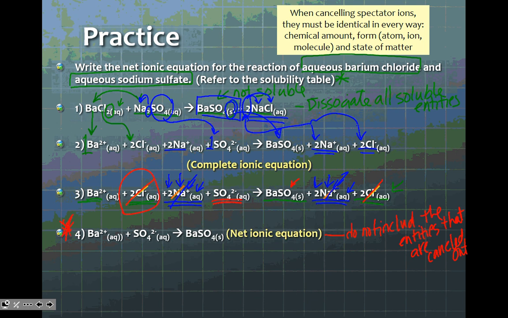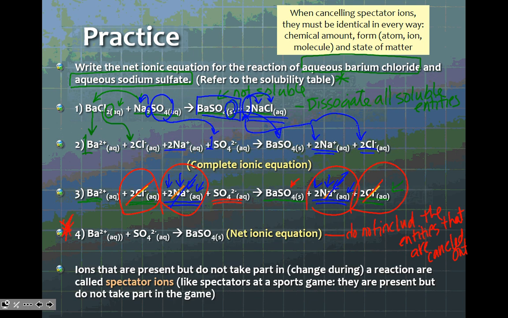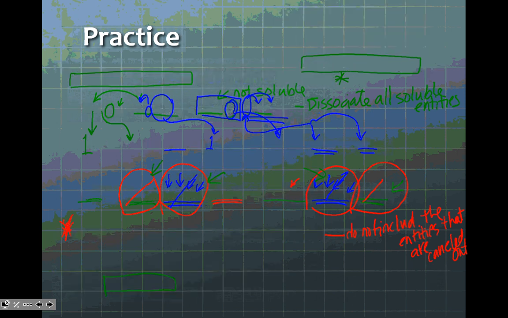Now these guys that are canceled out, they have a specific name. They are called spectator ions. So ions that are present but do not take part in a change, so they stay the same, they're called spectator ions. You have to keep that in mind. That is something that will show up on a test, spectator ions. They are the ones that do not partake in the equation. They do not change. They are the same. They are canceled out. We call those spectator ions.